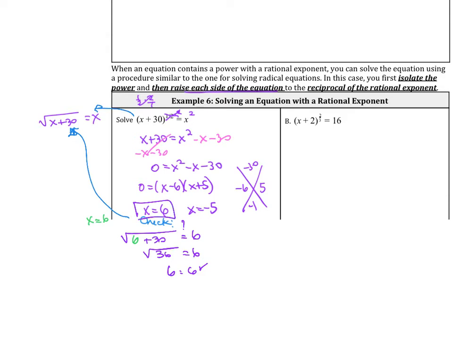So let's check the next one. x equals -5. So we're plugging it into the original. Square root of -5 plus 30, does that equal -5? You probably see already that it doesn't work. -5 plus 30 is 25. Square root of 25 is 5. Does 5 equal -5? No, it does not. So that is not a solution.